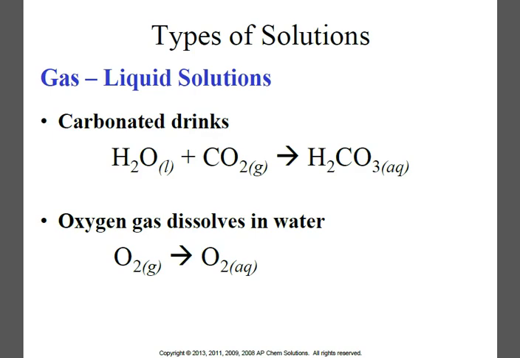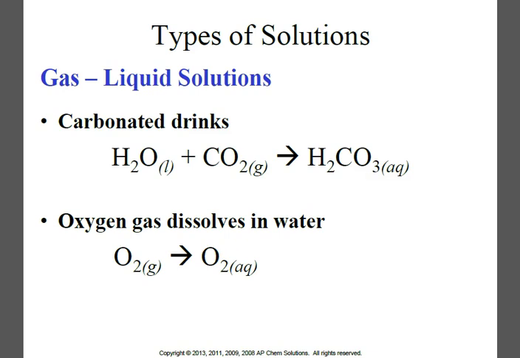We can also form solutions between gases and liquids. For example, in a carbonated beverage. You have your carbonated beverage, which is made mostly of water, and then you have your syrup in there. And so that's an example of a liquid-liquid solution. And then you have your carbon dioxide, which is a gas, added to that solution.